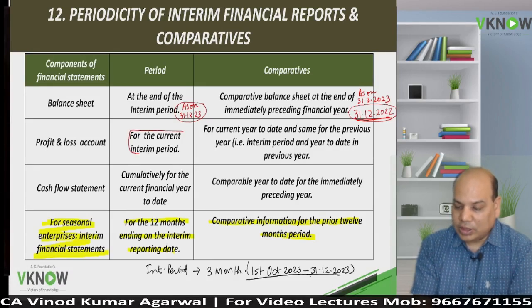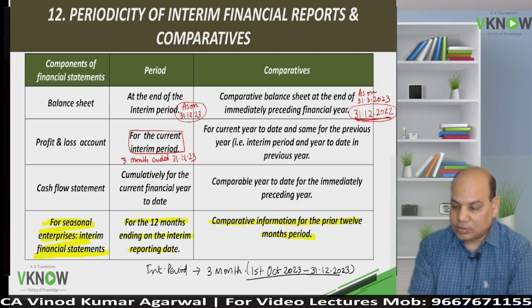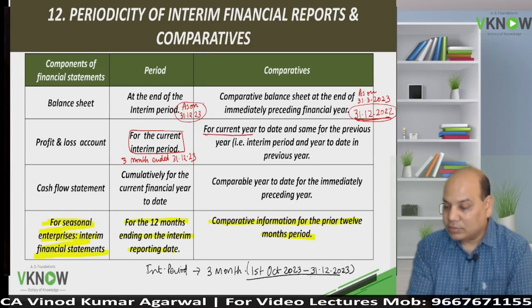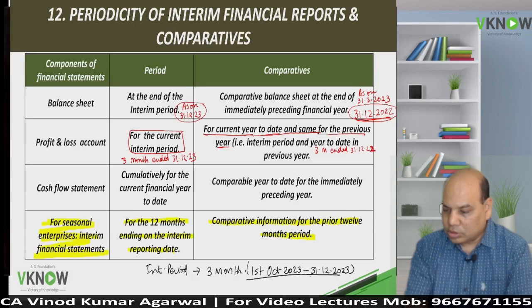What about P&L account? One is for the current interim period you have to prepare P&L account. So I will write here, for understanding, 3-month ended 31/12/23. If you are a non-seasonal business, then you have to prepare for current year and year to date, current interim period and year to date, and same for previous year. So here we'll prepare for comparison 3-month ended 31/12/23, 22, 31/12/22, and one year to date also.